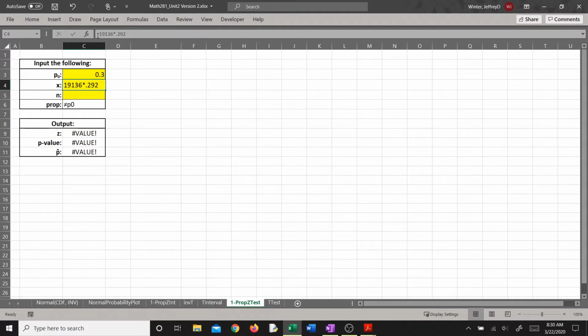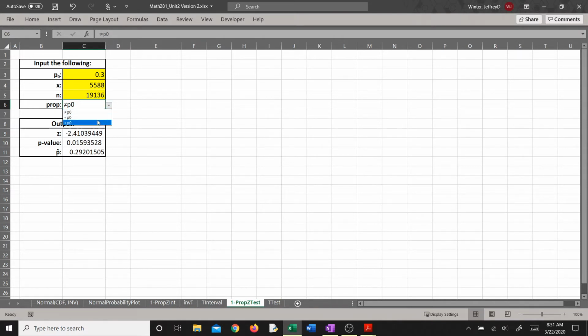The number of successes we get from taking 19,136 times 0.292. Now, of course, this didn't give me a number because I need to put equals here. This is where I'd kind of advise against having decimal numbers. Typically, your number of successes will always be a whole number. This is just not a whole number in this case because of some rounding errors when they came up with 29.2%. So I would prefer writing this as 5588. Lastly, the sample size is 19,136.